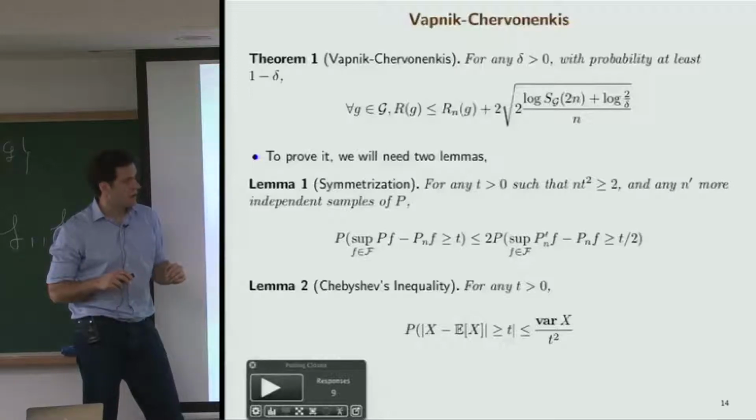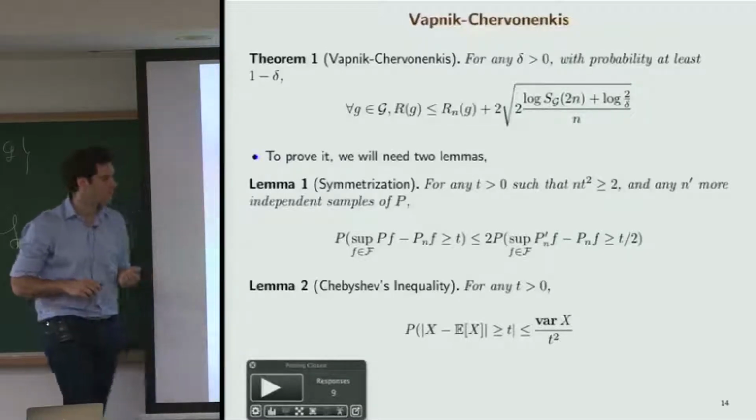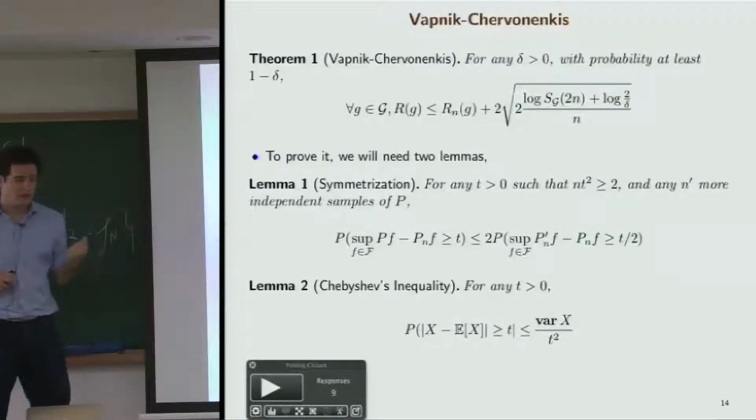Instead of having log of 1 divided by delta of f, we have log of the growth function of 2n, not exactly n. Here we find a growth function of n. Here we have the growth function of 2n, and log 2 over delta. This is the same as what we had before. So we will prove this result.